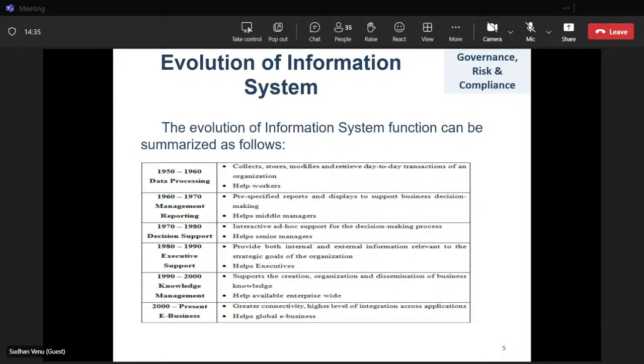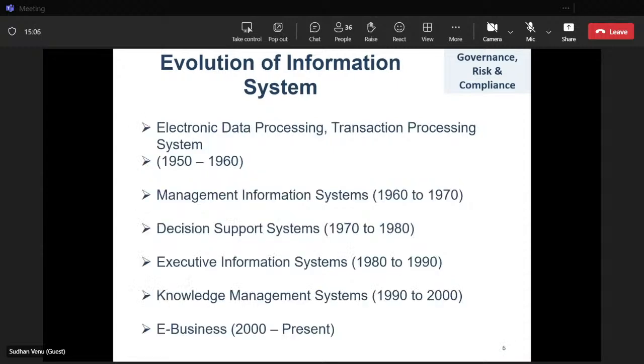And nowadays people are doing all the activities through e-business only. It is for greater connectivity and a higher level of integration across applications, and it will help the global e-business. People can do business wherever they are, and we are able to sell all the products through all possible ways, and in order to secure all the information. So these are the things in the evolution of information systems, which we have described here.